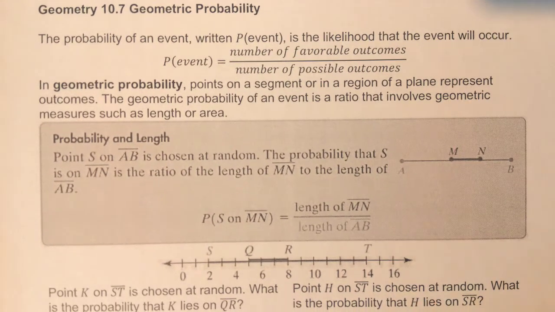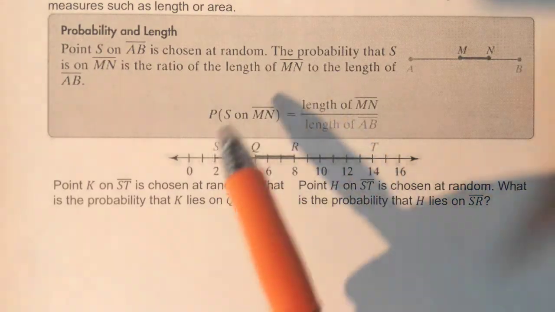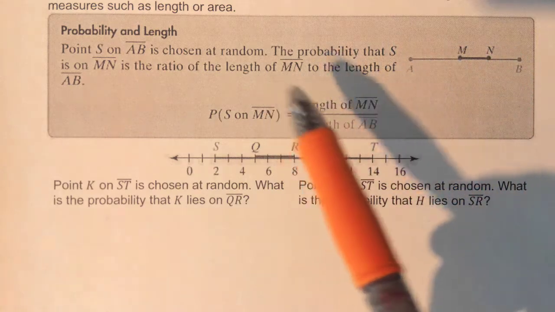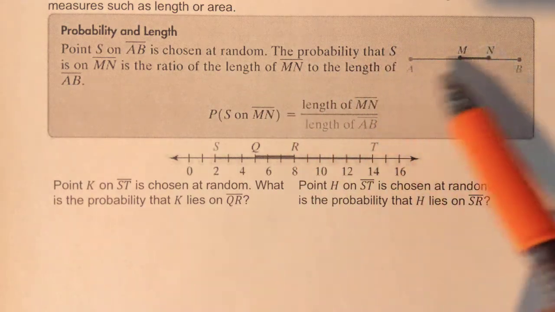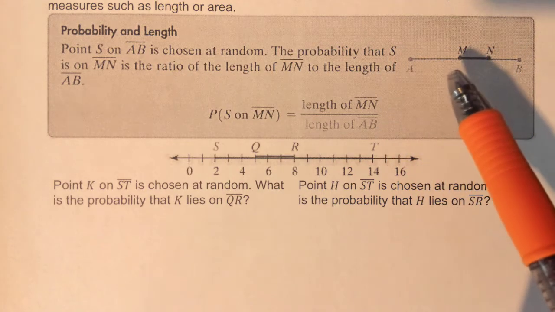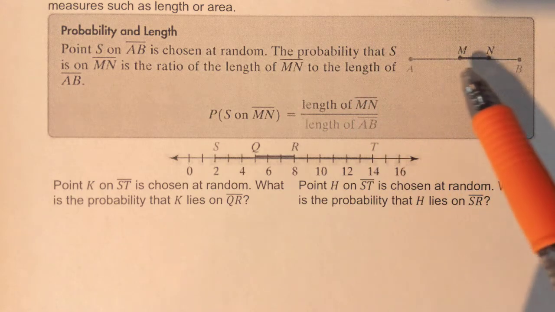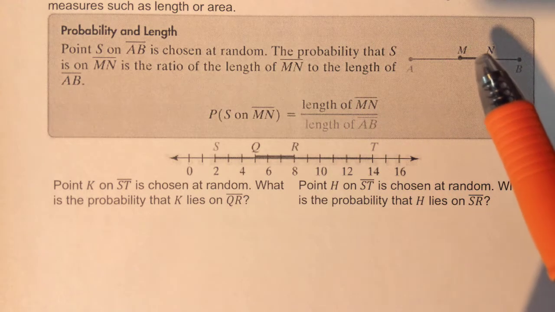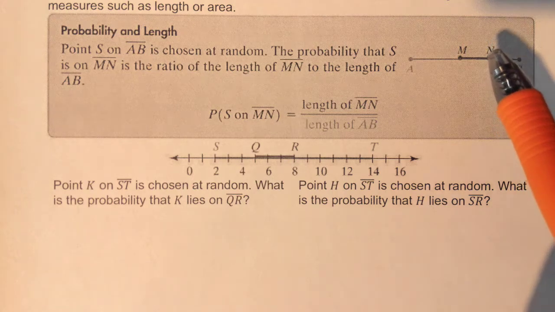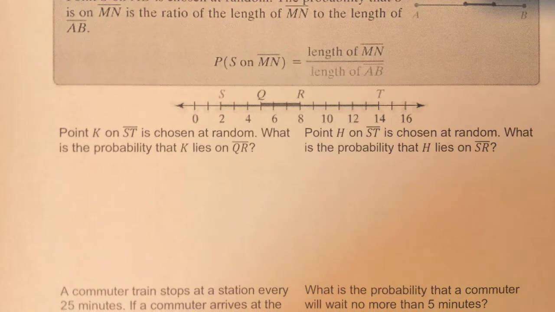So the first type of problem you'll see is probability on length. Here's how you would do that. If you had this line segment and these 4 points on it, if point S is chosen at random on this whole line segment, the probability that S would be on MN would be the length of MN over the length of AB. So not difficult stuff. Let's look at an example here.